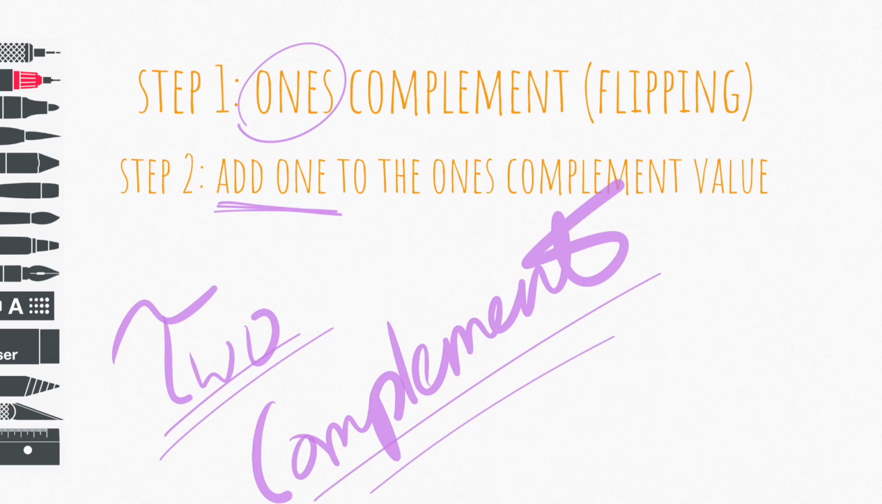To convert a positive binary value to a negative binary value, we'd want to first go to 1's complement by flipping the zeros to 1's and the 1's to 0's, and then we would want to add 1 to that 1's complement number to finally get the true value of that negative number in binary.